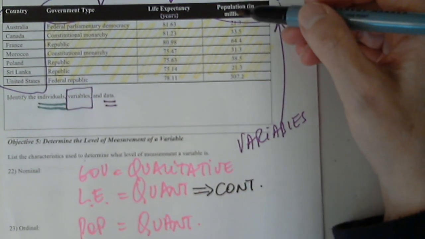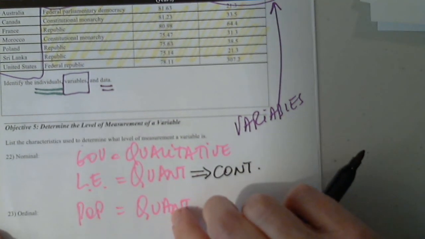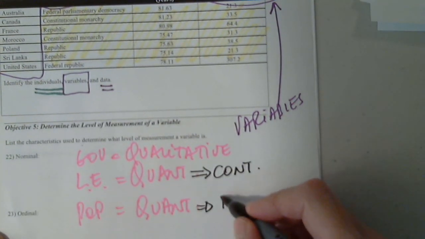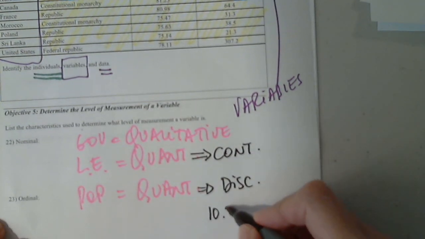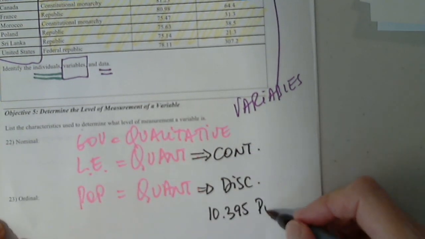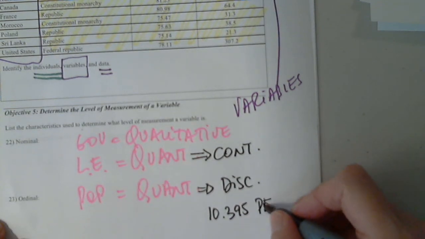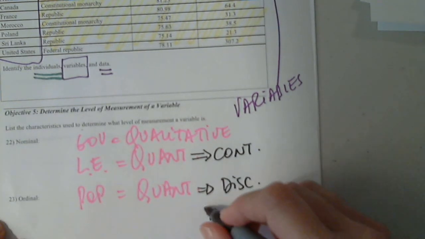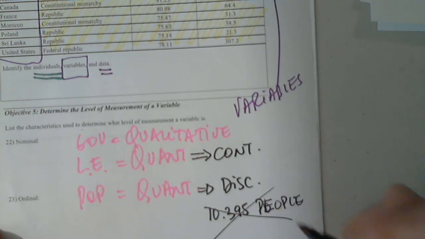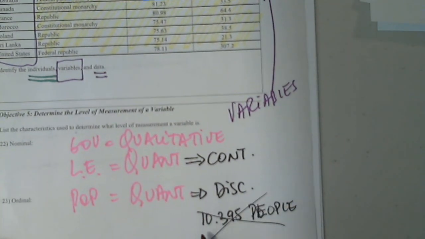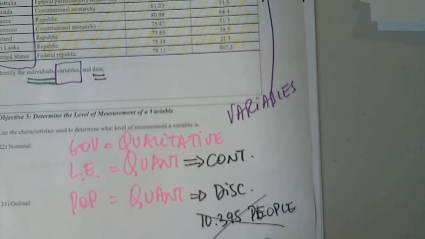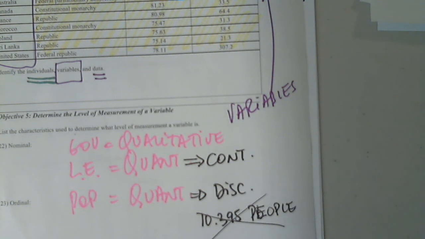What type? We know for... Discrete. Very good. How come? Because I cannot have 10.395 people. Oops. That's not possible. So it's discrete. It's big, but it's not infinite, and I cannot have 10.395 people. Because I cannot have 10.395 people, it has to be discrete. Well done.